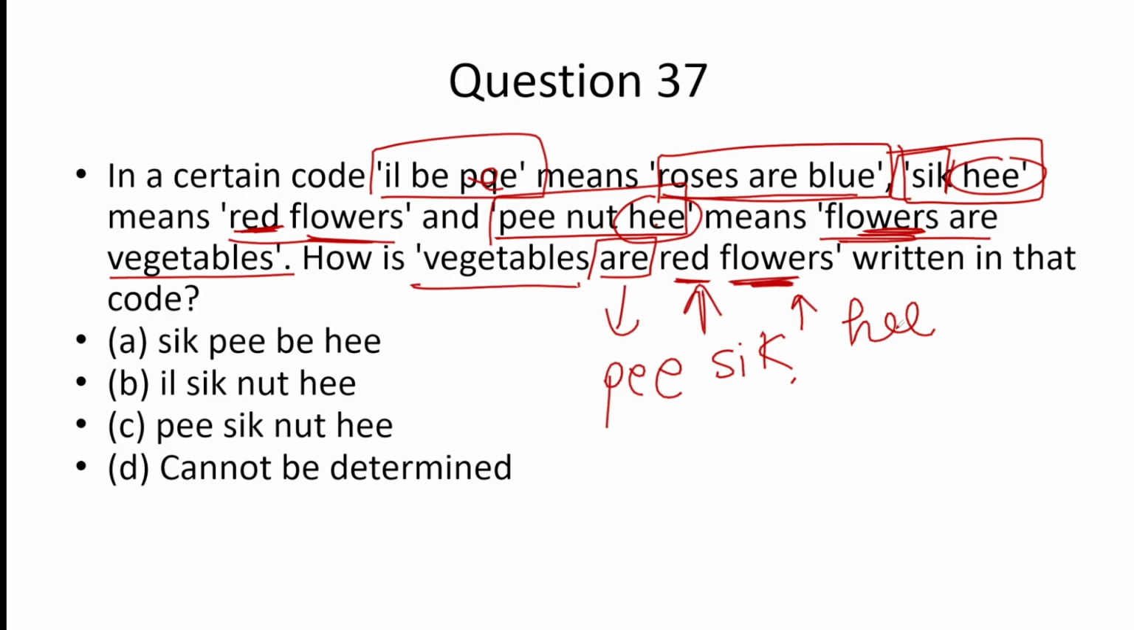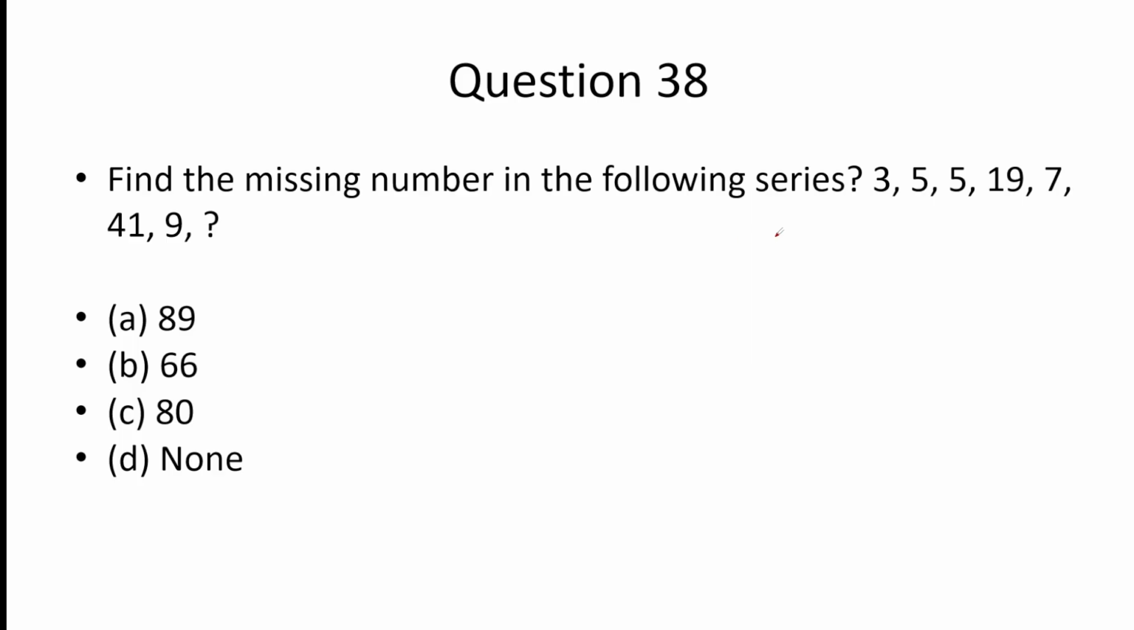Okay. Now we have to find the code for vegetables. So we know the code for flowers, we know the code for R. So the vegetables code will be what? It will be nut. Okay. So which option has all these: P, he, sick, nut, right? Option C. Next question. We have to find what is the missing number.